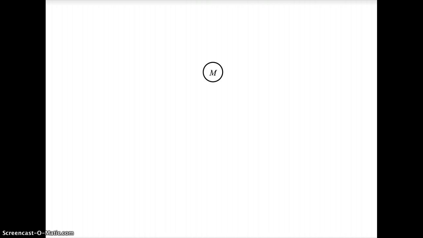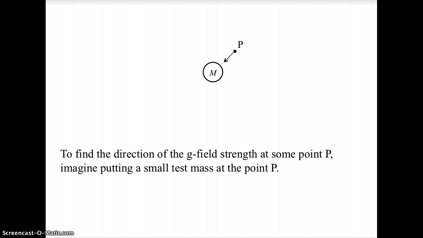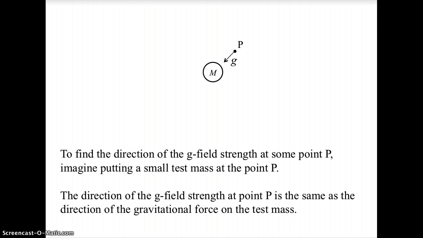So let's say we have this random point P. The way we find the direction of the G field strength at the point P is you imagine placing a test mass at point P, right? A small test mass. The test mass would get pulled in like this. The force would be directed in toward the source mass. Well, if the force is pointing in like that, then the G field strength points in the same direction. And that's the general rule we use.